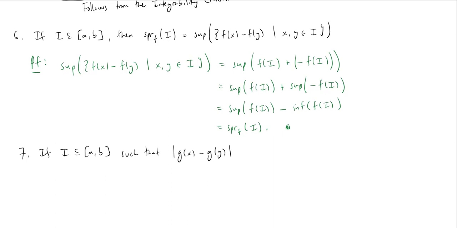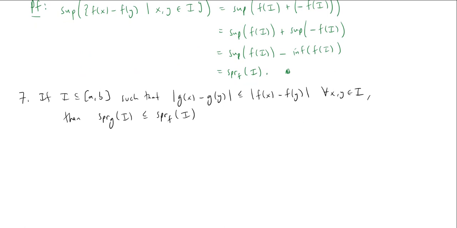So let's say I know that the absolute value of g of x minus g of y, the distance between g of x and g of y, is always bounded by the distance between f of x and f of y, for all x, y in the interval. If this is true, then the g spread of I is bounded by the f spread of I. And this sounds like what should happen, right? You're taking the biggest things from g minus the smallest things from g. That should be less than or equal to the biggest from f minus the smallest from f. That seems reasonable, but we'll make this precise.